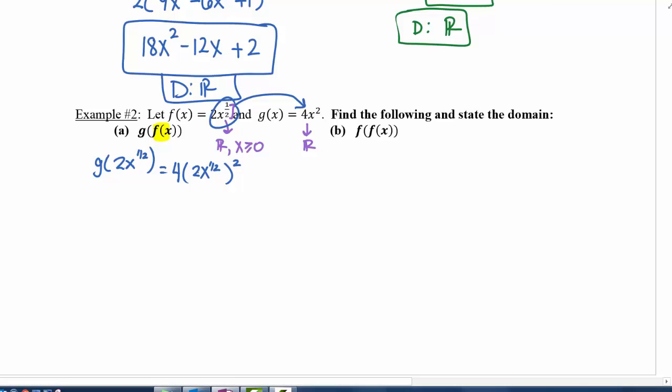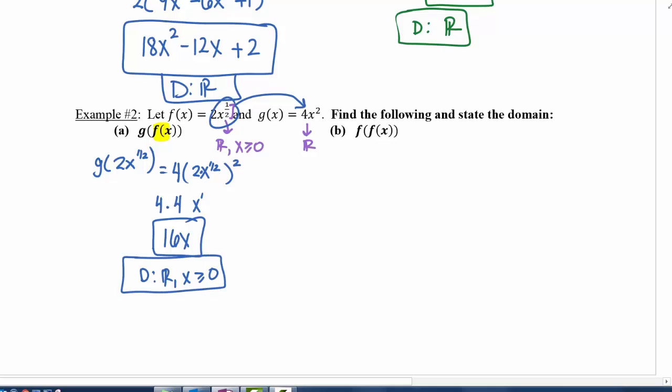Okay, so now I have to simplify. This time I'm allowed to bring the exponent in because I'm multiplying on the inside. So I have 4 times 2 squared, which is 4, x to the 1 half times 2 is just 1. Right? Power to a power, we multiply the powers. So that would be 16x. And again, I used f and g in this equation, so I have to use the domains of both. So that would be all real numbers, x is greater than or equal to 0.